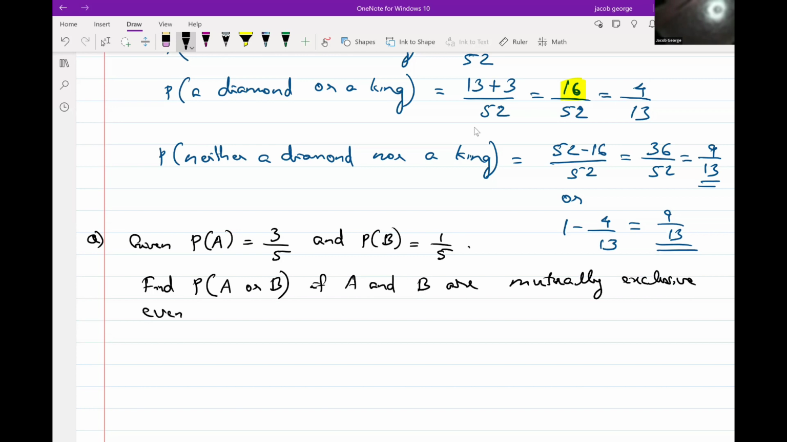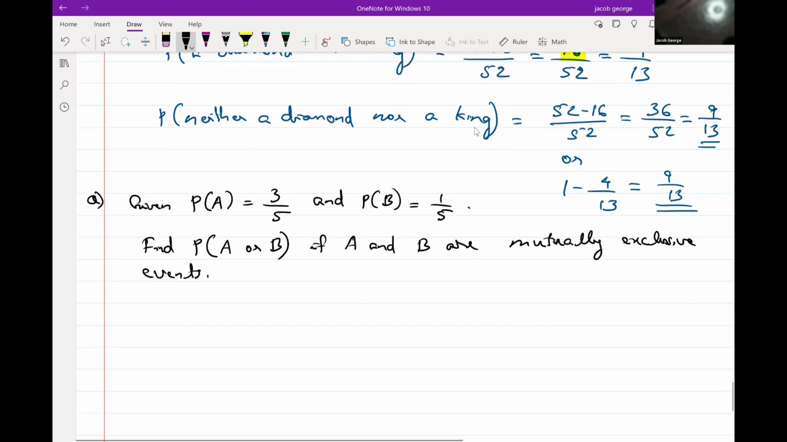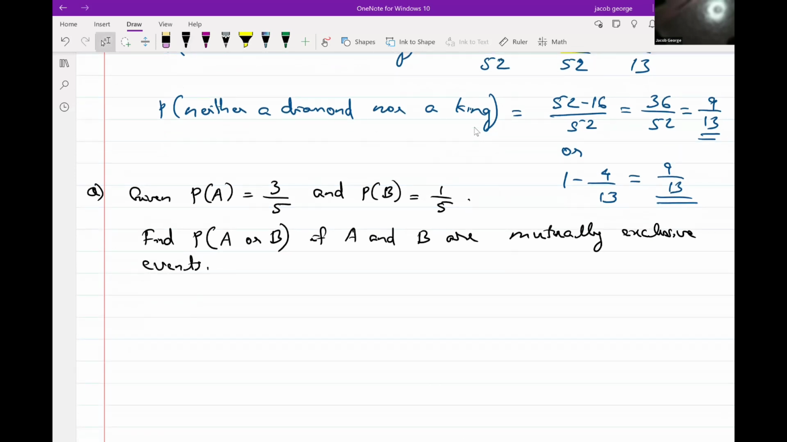If A and B are mutually exclusive events, please write: given P of A is equal to 3 by 5, P of B is equal to 1 by 5. Find P of A or B if A and B are mutually exclusive events. So we start like this. P of A or B is equal to, what do you mean by A or B? It is A union B, right? P of A union B.